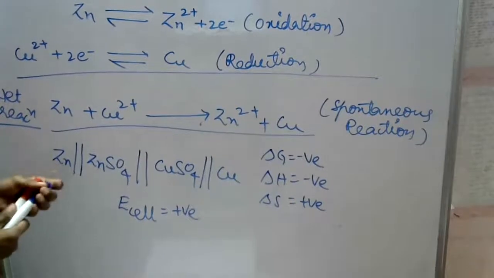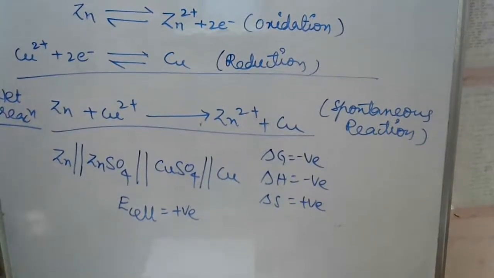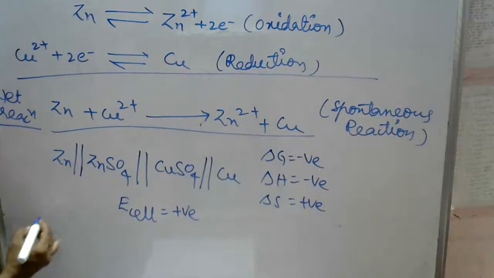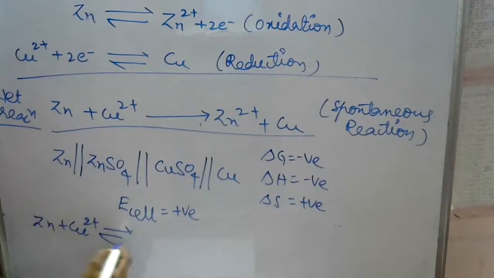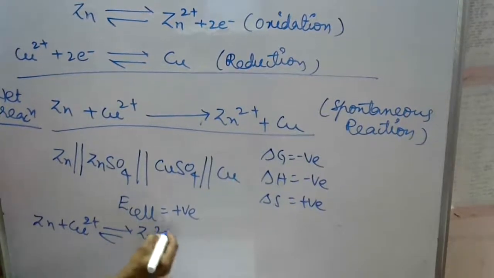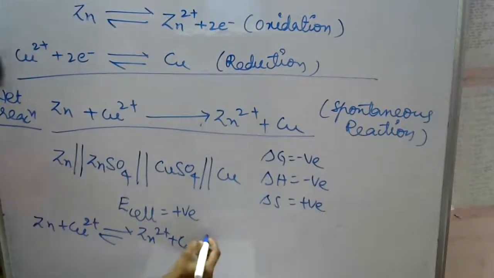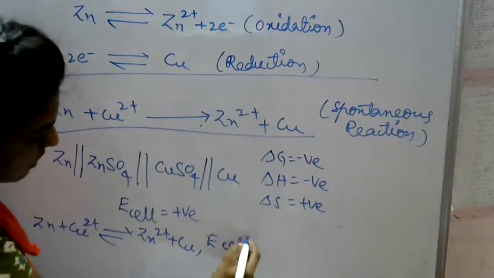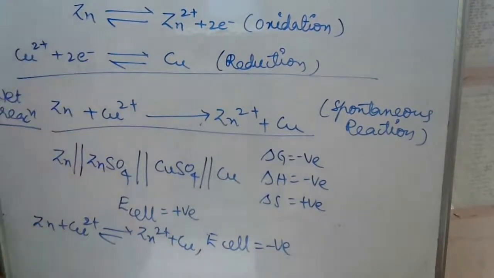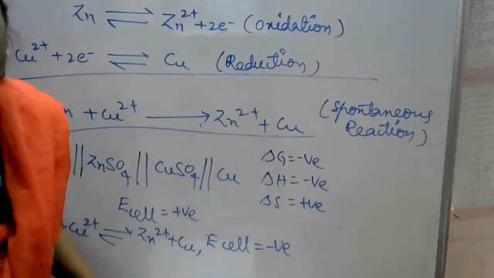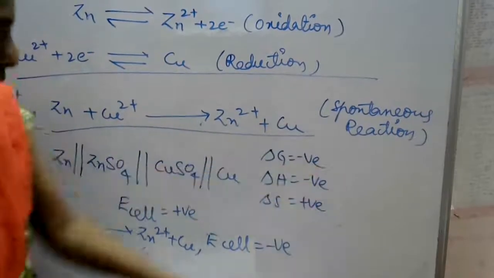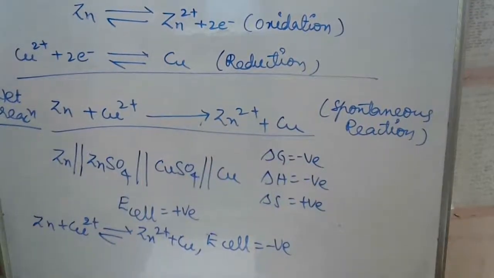And here, zinc, copper 2 plus, zinc becomes copper. Here E cell is negative, which means this is a non-spontaneous reaction. If that is a spontaneous reaction, let's see the non-spontaneous reaction.